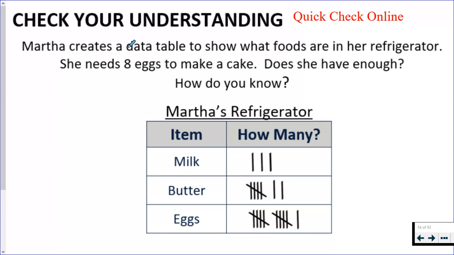It says Martha creates a data table to show what foods are in her refrigerator. She needs 8 eggs to make a cake. Oh, I see a number here. I'm going to circle it. Does she have enough? How do you know? So this is what we're trying to answer here. Does she have enough, and how do you know? So you need to go over here and see her eggs. Count this up and see if that is 8 or more. And let me know if you have any questions.